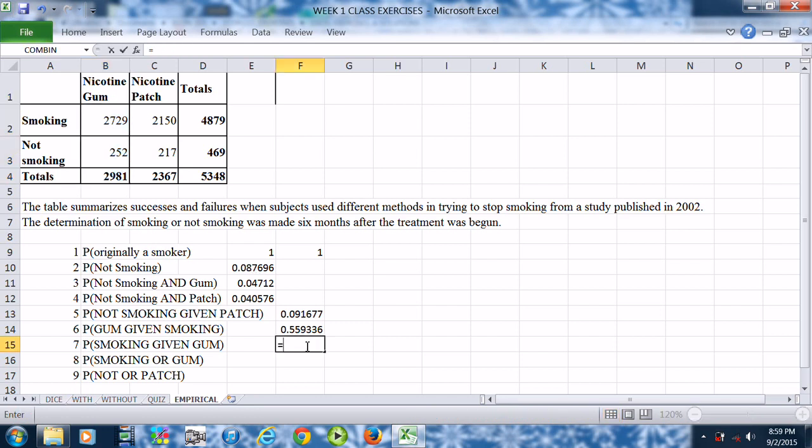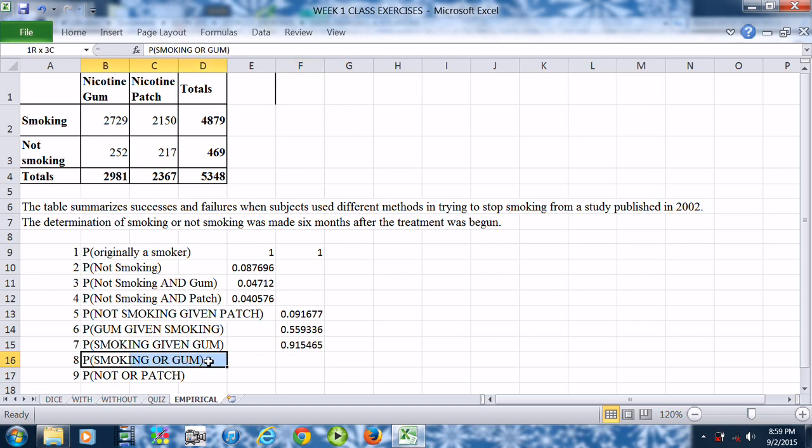2,729. So the probability of smoking again given using the gum was 2,729 divided by the column total associated with gum of 2,981. Notice how when you have a conditional probability and given a specific condition, your sample space is shrunk to the single given column or row. It is no longer everyone in the table, so you will no longer be using the grand total in your denominator. You will be using either the given column in your denominator or the given row in your denominator.